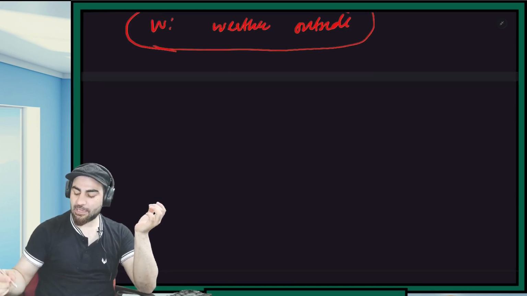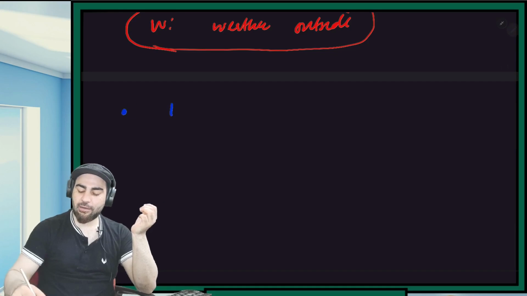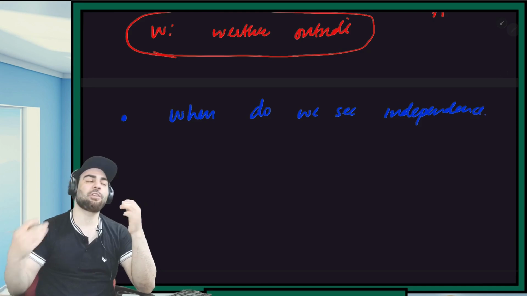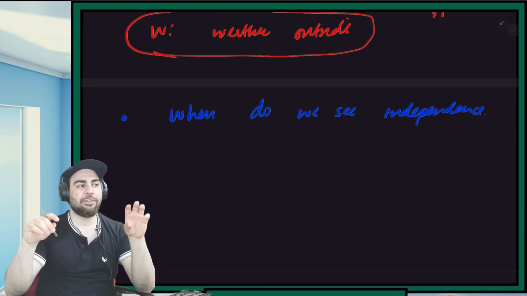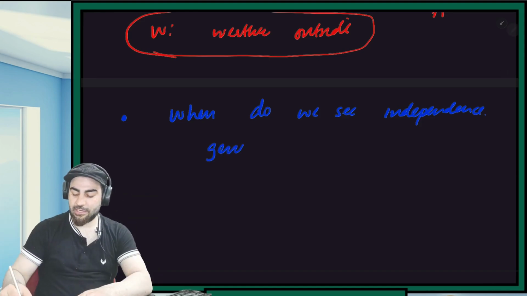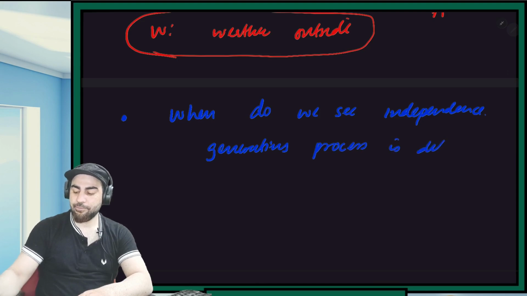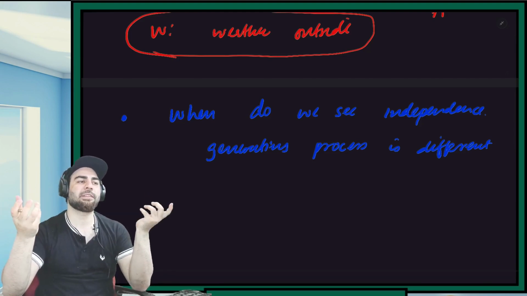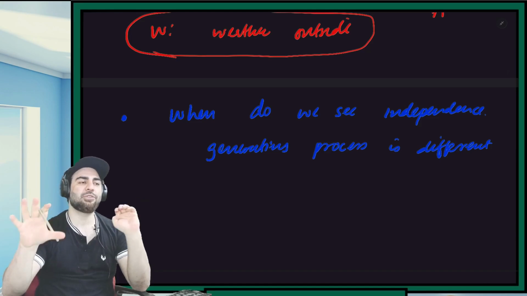One more comment that I'd like to make over here is, when do we usually see independence or dependence? When do we see independence in events? So when do we see these two events are independent? If in the two events the generating phenomenon, the generating process, is different. In general, when you see an event, it is generated by something. So if the generating phenomenon is totally different, then there is a high chance that these two events will be independent.